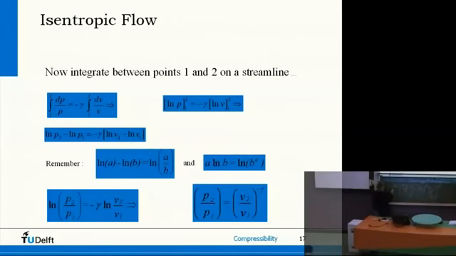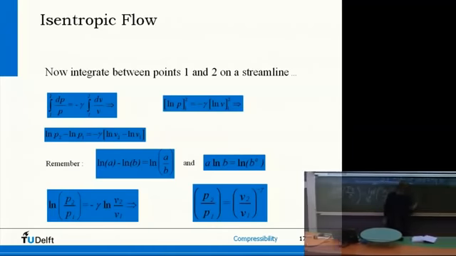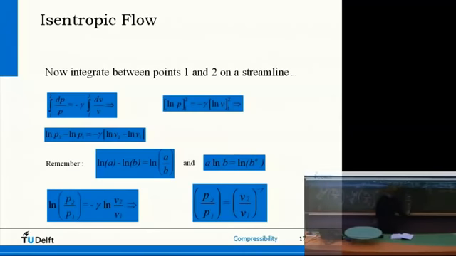What do I do? I take e to the power each side. So ln drops out, and I end up with a powerful relation: if you give me information, densities at a certain point and the pressure at another point, I can give you the pressure in the other. So P2 over P1 is V2 over V1 to the power minus gamma.